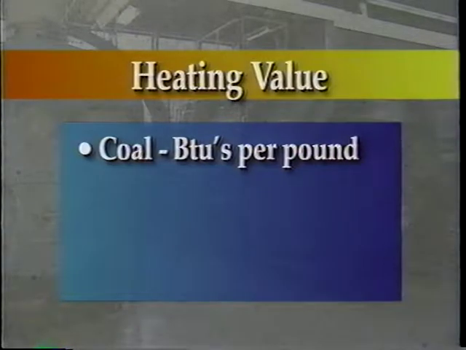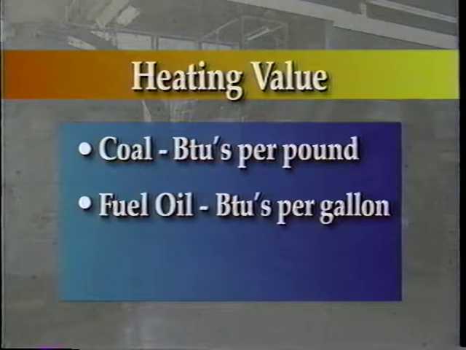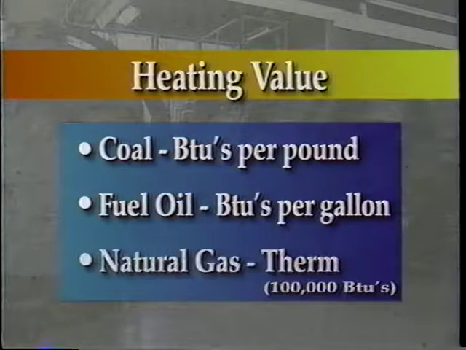The heating value of coal is expressed in BTUs per pound. The heating value of fuel oil is expressed in BTUs per gallon. The heating value of natural gas is expressed in therms. A therm has 100,000 BTUs.